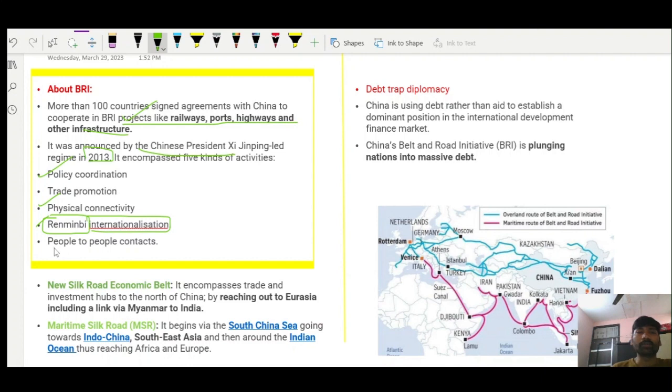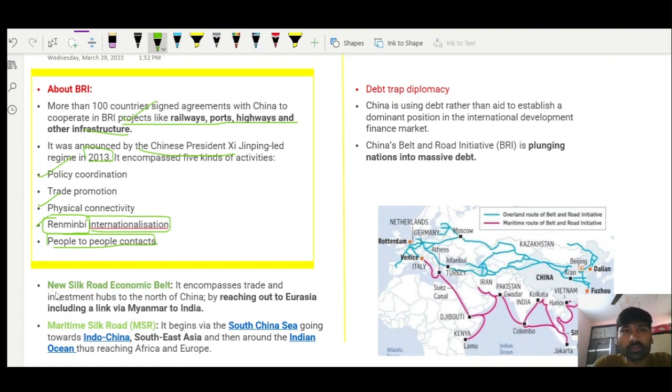And people-to-people contacts. Recently, we also heard about India's plans to internationalize the rupee in the backdrop of Western sanctions on Russia and India's oil payments. So India has also been trying to internationalize the rupee. This benefits India because it reduces over-reliance on the dollar. And next, the new Silk Road.